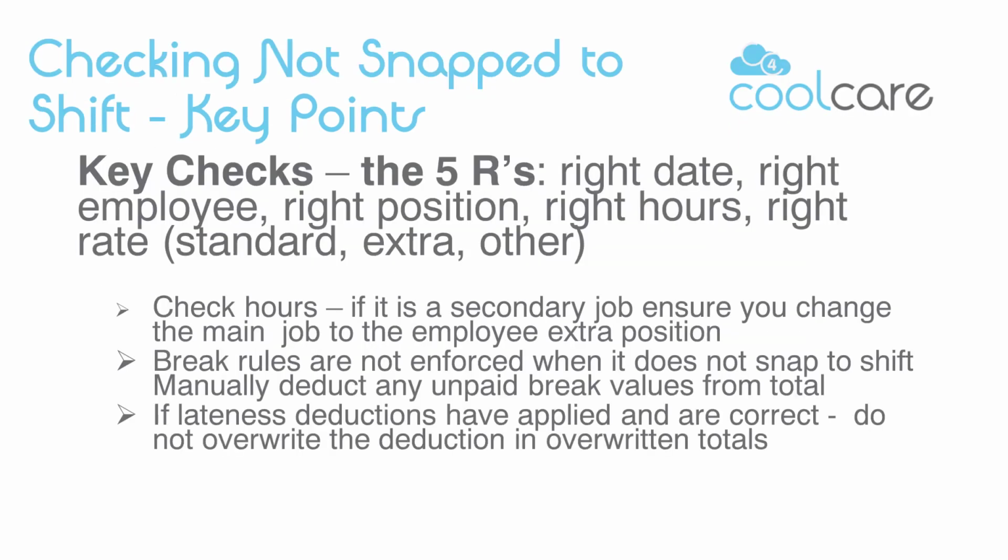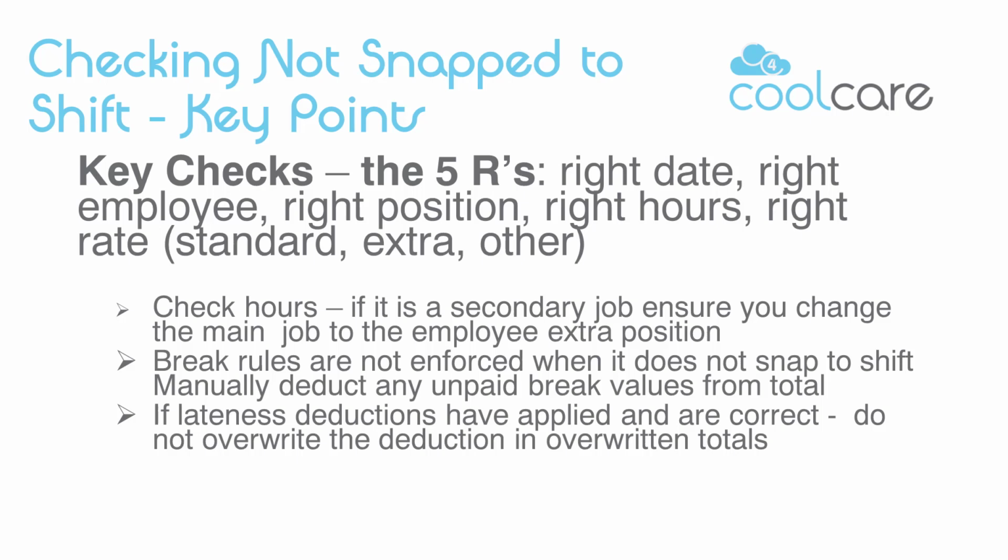When checking the not snap the shift values, think of the 5 R's. Make sure it's the right date, the right employee, the right position, the right hours with the right rate. Check the hours are correct. Also, if it is a secondary job, ensure that you change the main job to the employee extra position. Also remember, break rules are not enforced when it does not snap the shift. Therefore, you must manually deduct any unpaid break values from the standard total.